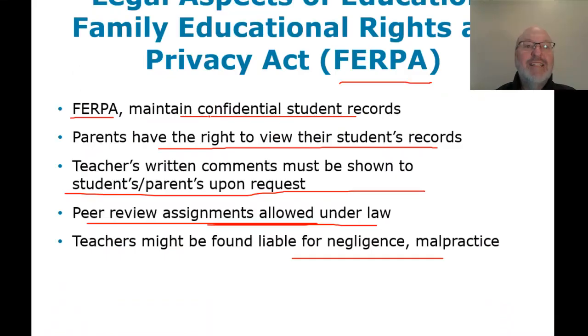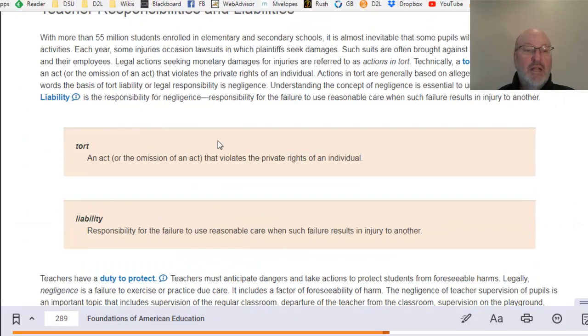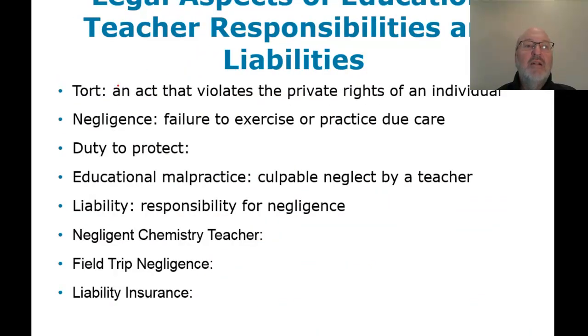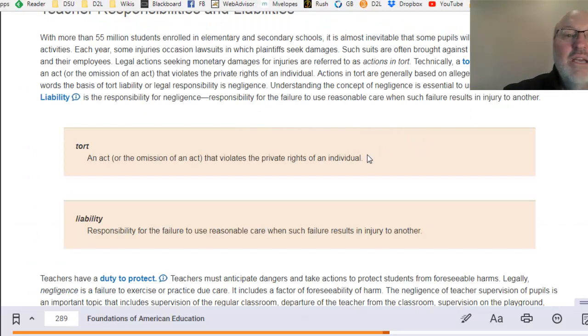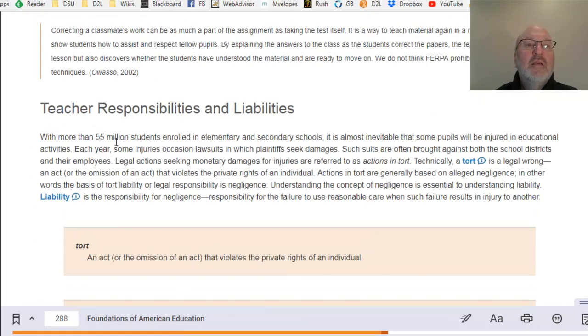So, teachers' responsibilities. Tort and liability: a tort is an act that violates the private rights of an individual, and negligence is failure to exercise or practice due care. With students enrolled in our elementary schools, it is almost inevitable that some will be injured in educational activities. Each year, some injuries occasion lawsuits, and the plaintiffs seek damages, often brought against both the school district and their employees. Legal action seeking monetary damages for injuries is referred to as tort.